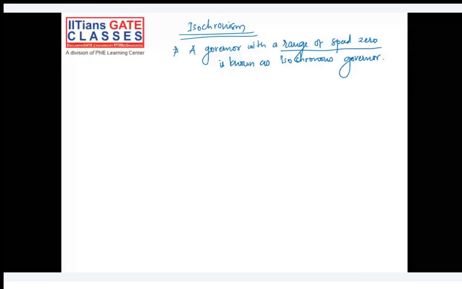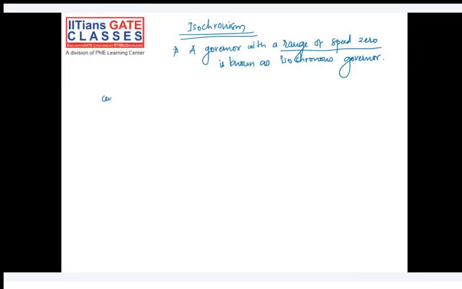So you know that in the case of a centrifugal governor, the position of the balls, or let's say the position of the sleeve, will be different for different speeds, right? But if for all the positions of the ball or the sleeve, the governor has the same equilibrium speed, then that type of governor is called an isochronous governor.